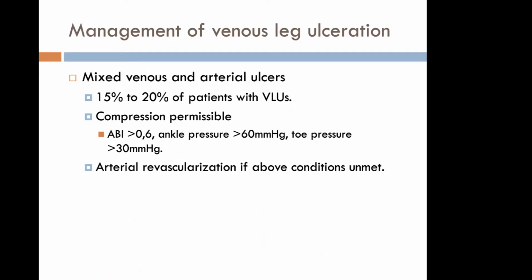Now, just briefly, you do get patients who have mixed venous and arterial ulcers. Fortunately, this occurs in the minority of cases, and compressive therapy is permissible provided the patient's ankle brachial pressure index is more than 0.6, or the ankle pressure is more than 60 millimeters of mercury, or a toe pressure of more than 30. If these conditions are unmet, then the patient requires arterial revascularization first before the compressive therapy. You can move on.